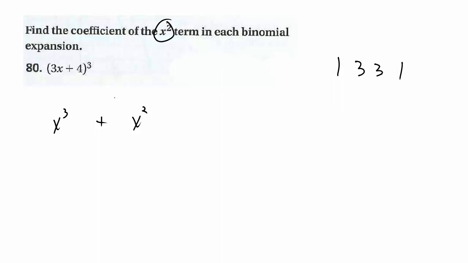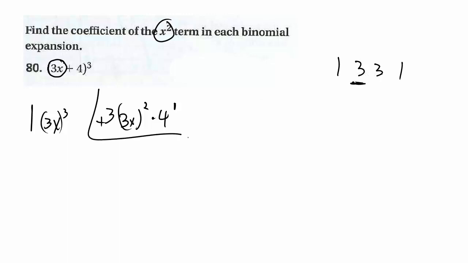And so we know we're going to be taking this thing right here. We're going to be squaring that, and then this thing right here we're going to be raising to the first power. So we're going to take 3x, we're going to square it, times 4, that's going to be to the first power. Notice how they add up to 3. And then the coefficient that went with the first one, the x cubed term, was just 1, not that we care about the first term. But the second term is going to have the coefficient 3. So this is the x squared term.